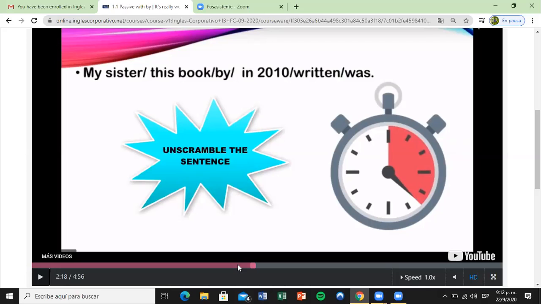So let's take a look at this sentence. Put this one in the correct order. What is the correct order for this one? This book was written by my sister in 2010. Okay, very good. Can you say the sentence one more time? This book was written by my sister in 2010. Okay, very good. That's correct.